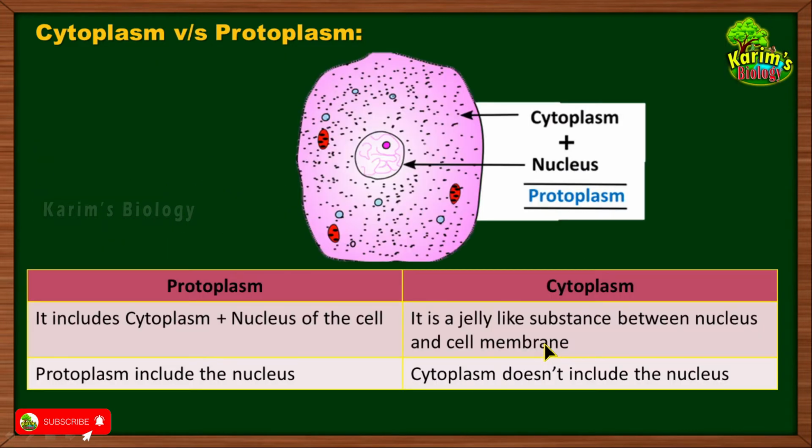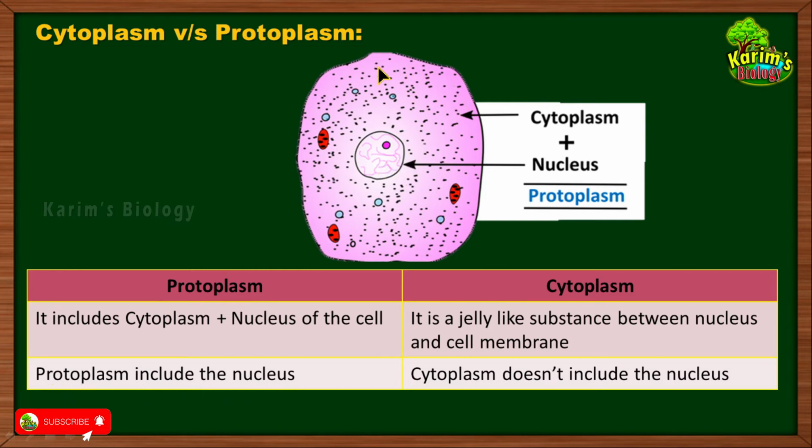Now let me illustrate this concept with the help of a diagram here. This is the diagram. What do you see in this diagram? Again there is a cell, there is a fluid filled part within the cell, and there is a nucleus here. First let us see what is protoplasm. Protoplasm includes the cytoplasm plus the nucleus of the cell. I told you previously they believed that the fluid filled part in the cell is called protoplasm. The fluid filled part along with the nucleus is called protoplasm, right? So protoplasm includes the nucleus.